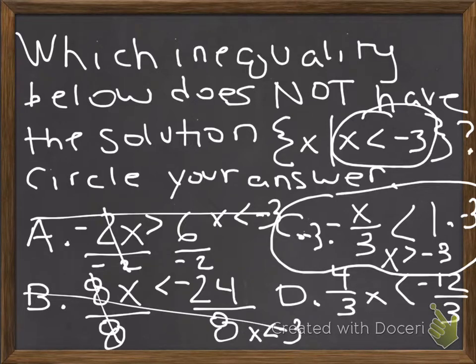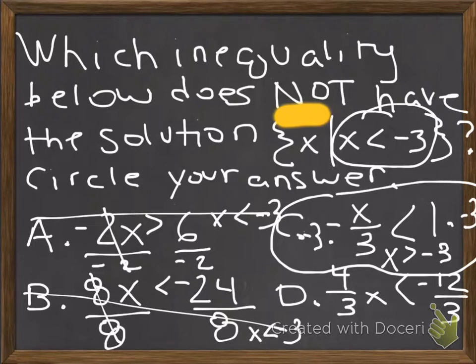Next one, we're asked which inequality below does not have the solution, and it's written in set builder notation. This means all the values of x where x is less than -3. You just need to focus on the part that I've circled there. X is less than -3. And we're looking for which letter gives us an answer that is not x is less than -3.